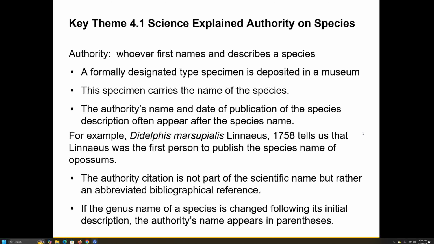If the genus name of a species is changed following its initial description, the authority's name appears in parentheses. These things shift very often, especially in modern times with the advent of genetics and genomics. So species and genera names do change quite often. But the point I'm making here is there's an authority system now, and it's whoever got there first.